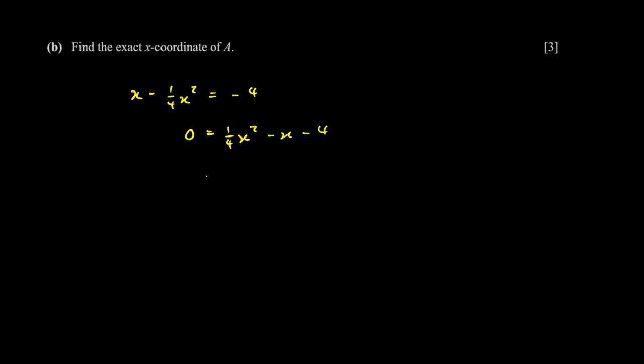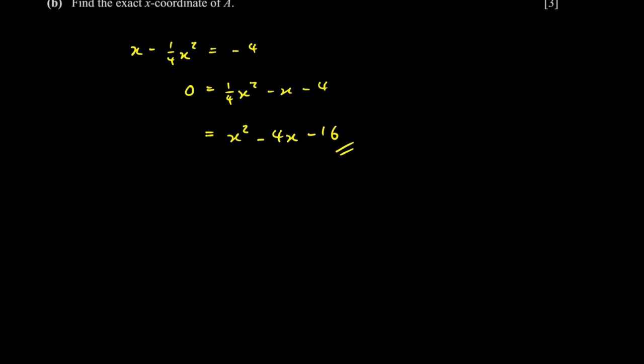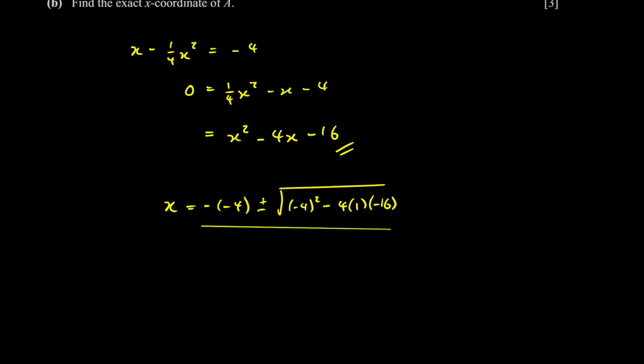I think I'll times everything through by 4. So I get x squared minus 4x minus 16. Now that is a quadratic that isn't going to factorize, so I'm going to have to use the quadratic formula. So x is equal to minus b, so it's going to be minus minus 4, plus or minus the square root of b squared, so we've got -4 squared, minus 4 times a, which is 1, times c, which is -16, all over 2a, so 2 times 1.